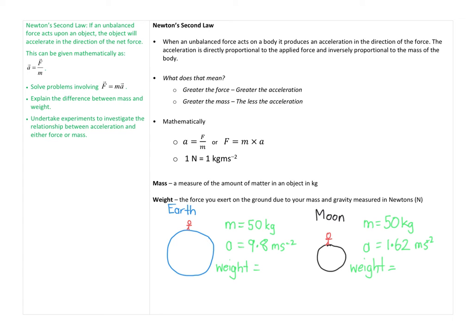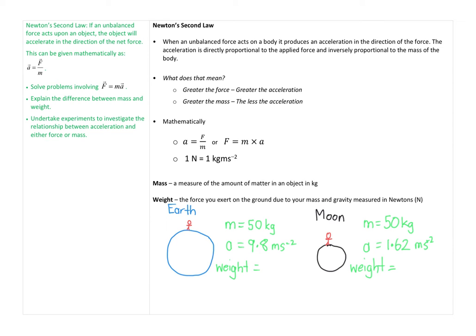The second sentence: the acceleration is directly proportional to the applied force and inversely proportional to the mass of the body. And if we get a chance, we'll look at this in the lab, but again, I think it's fairly self-explanatory. The greater the force, the greater the acceleration. The harder you push something, the more it will accelerate. The greater the mass, the less the acceleration. So it takes a lot more force to accelerate a truck than it does a car. It takes a lot more force to accelerate a heavy object than it does a lighter object.